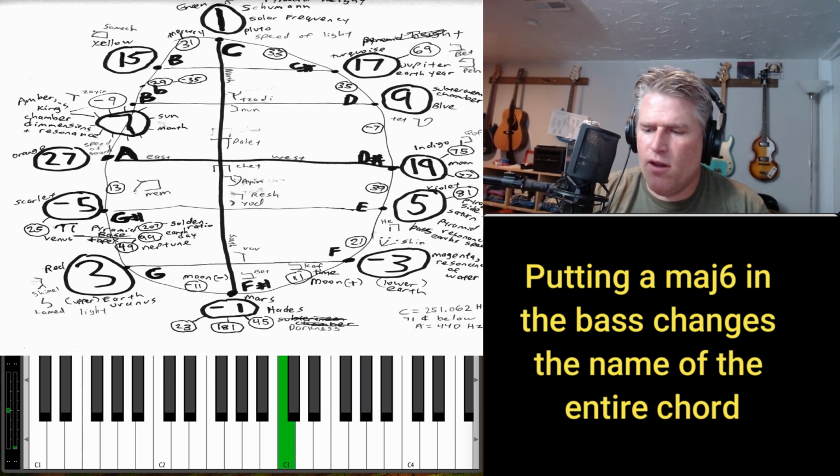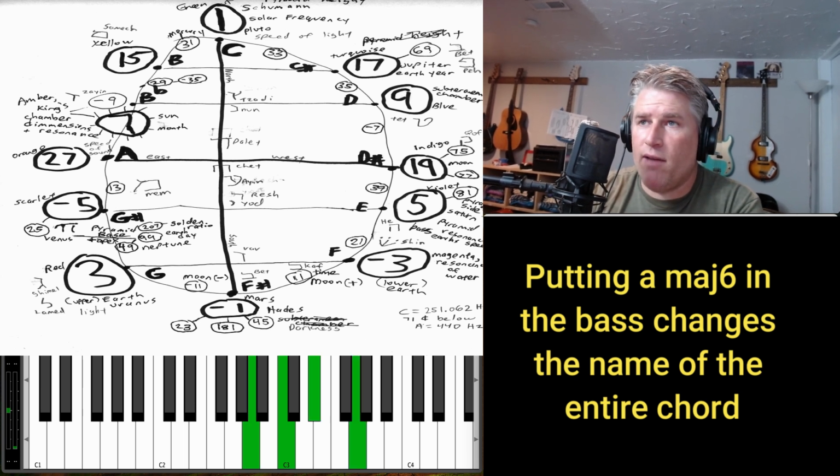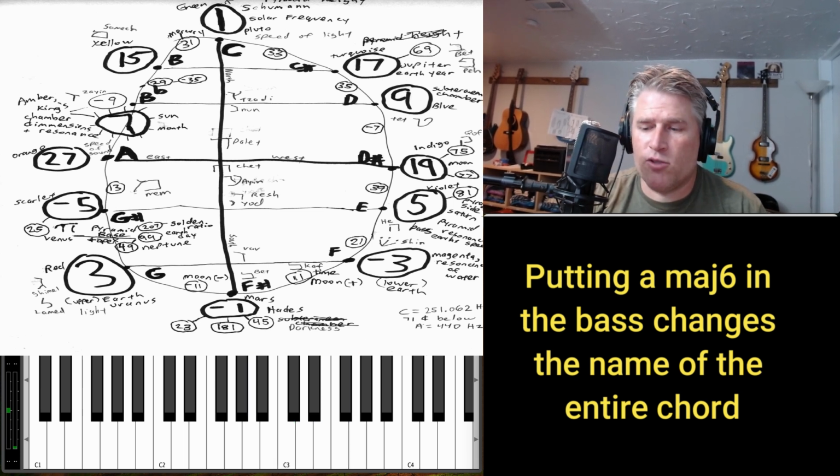Now for minor, that just becomes an A minor 7 flat 5. Again, you change the chord completely. So you're not keeping any type of C. So really there is no such thing as a 6 in the bass unless you just want to be changing the chord.